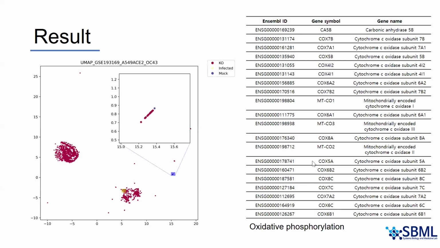However, in this case, GSE193169, we can clearly find gene targets. So when the genes listed in here, the genes involved in oxidative phosphorylation, are knocked down or knocked out, the metabolic state goes to similar to the mock state.